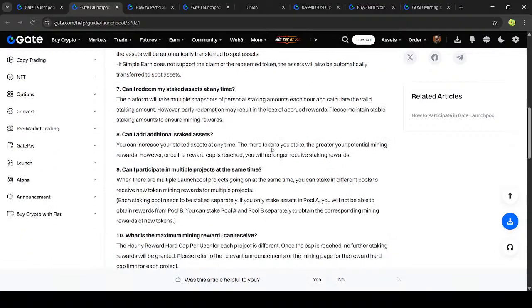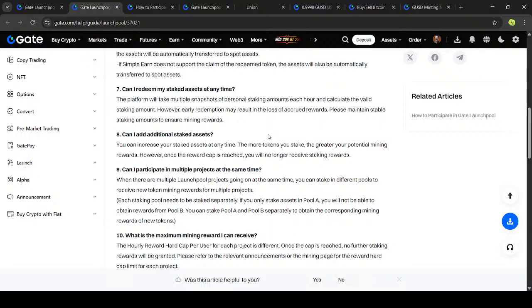So can I redeem my staked asset at any time? The platform will take multiple snapshots of personal staking amount each hour and calculate the valid staking amount. However, early redemption may result in losing accurate rewards, so please maintain a stable staking amount to ensure mining rewards.